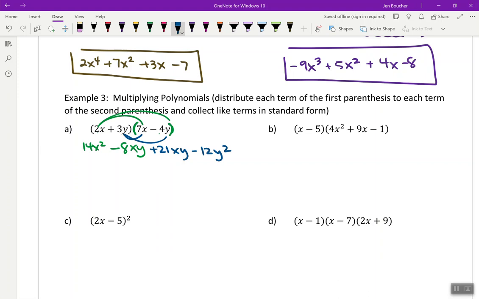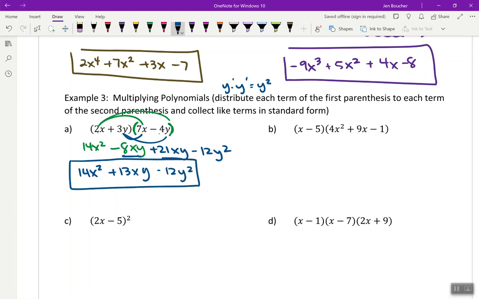Something you have to remember is when you multiply powers or multiply variables, you add the exponents. That's kind of a key thing to remember on these problems. Okay, so now we just have to combine like terms. It looks like the 14x squared can't combine with anything because there's no other x squareds. These two right here both have an xy, so 21 minus 8 is a 13xy. And then minus 12y squared. And there we have it.